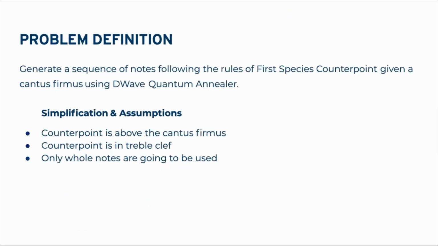So I want to solve the counterpoint generation problem using quantum annealing. So I have defined my problem as basically a generation of a sequence of notes based on a given cantus firmus and using the D-Wave quantum annealer. I have made certain simplifying assumptions, like my counterpoint track is going to be in higher pitch, that is, it is going to be above the cantus firmus. Further, the counterpoint is going to be in treble clef, and I'm using only whole notes.